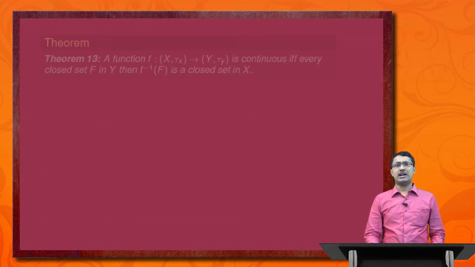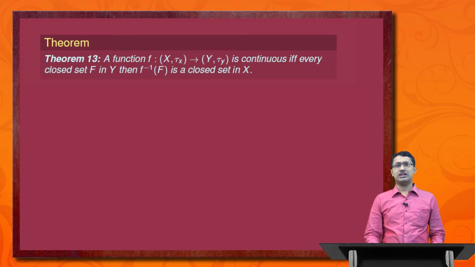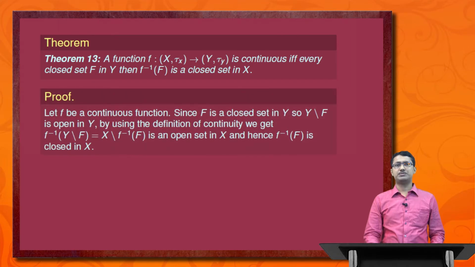We get another theorem. A function f from X to Y is continuous if and only if for every closed set F in Y, f inverse of F is a closed set in X. Proof is very simple. Let f be a continuous function.